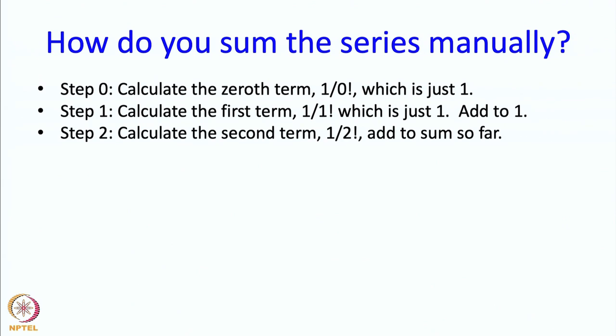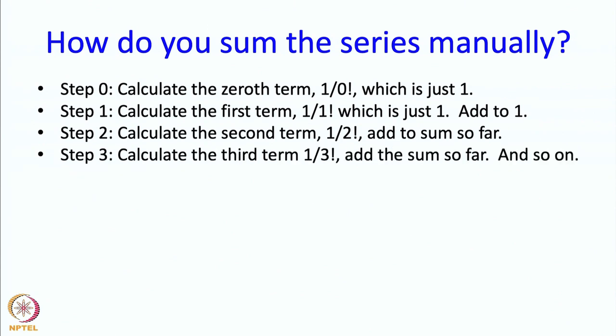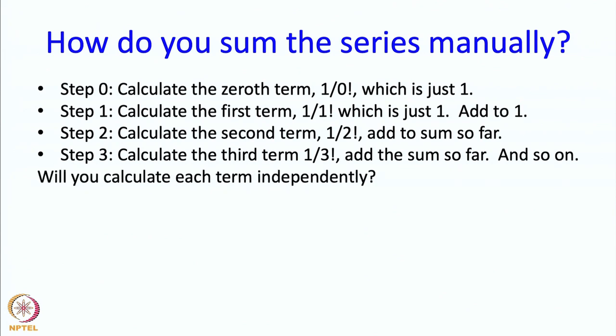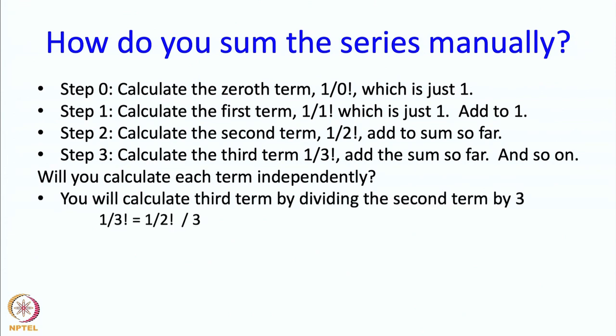So the sum until this point was 1, so you add this new 1 to that sum. Then you calculate the second term, that is 1 over 2 factorial, and you add that to the sum so far. And so on, you calculate the third term, 1 over 3 factorial, again add it, and you do this until n. Now, here is an interesting question. Will you calculate each term independently? If you actually try to do it, you will very quickly realize that you do not need to.